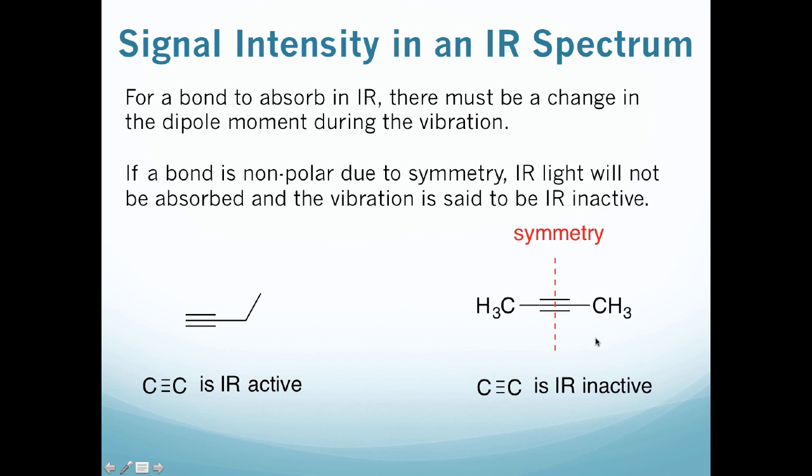However, if we move to this symmetric alkyne, we have a plane of symmetry that runs through the carbon-carbon triple bond. This molecule doesn't have a dipole there, so it's not going to absorb IR light, and this carbon-carbon triple bond is said to be IR inactive.